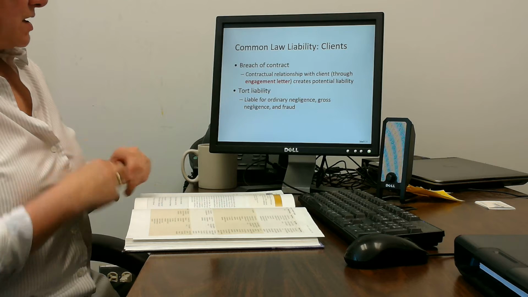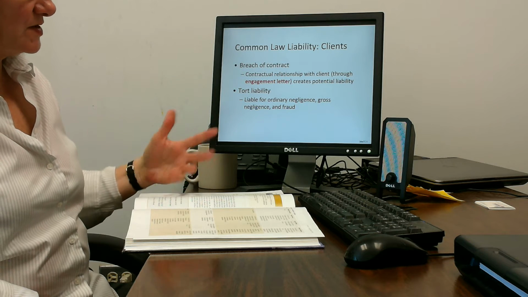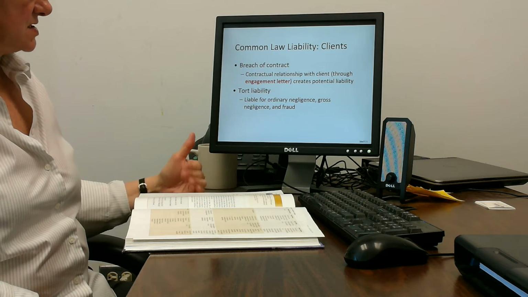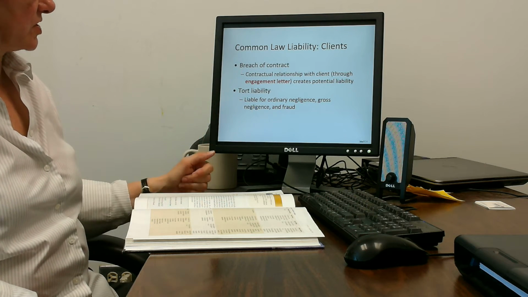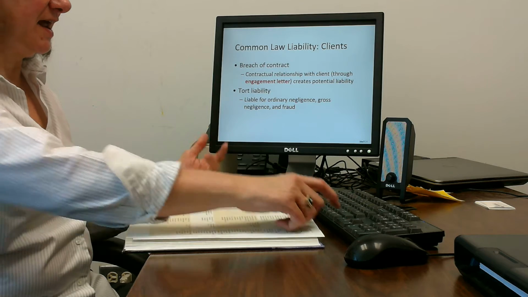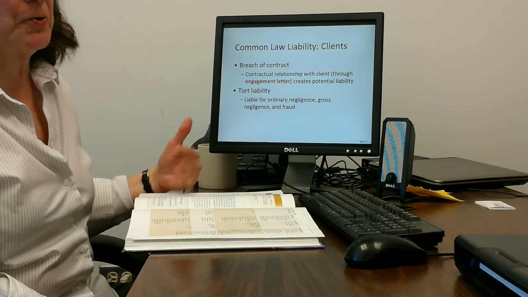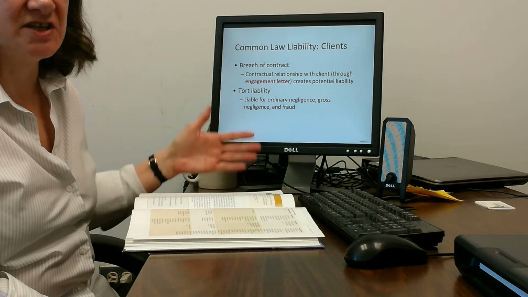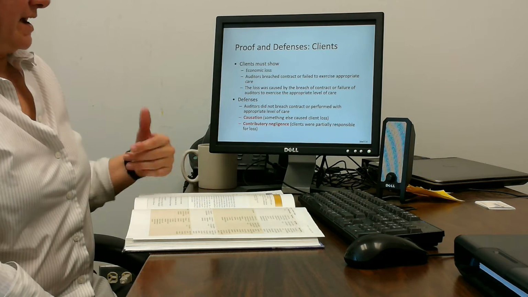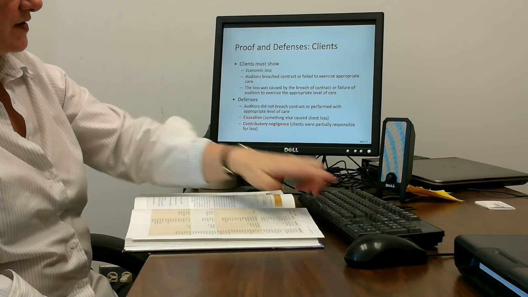All right. So common law with clients. You can breach your contract with them, which means you just didn't do what you said you were going to do. Doesn't have anything to do with causing them harm, although you may have, but you breached your contract, therefore you have a liability for them. Or you did that ordinary negligence, gross negligence, or fraud, and you caused them harm. Maybe you did a bad audit, the bank didn't trust the audit, so they didn't get their loan, so they lost the chance to buy the inventory at a good price, and now you're going to have to pay them the difference.